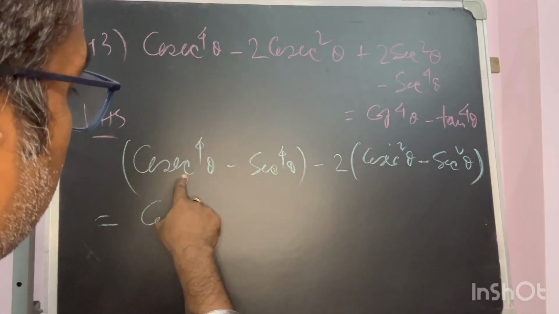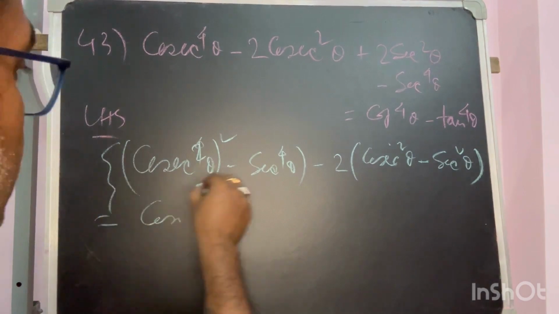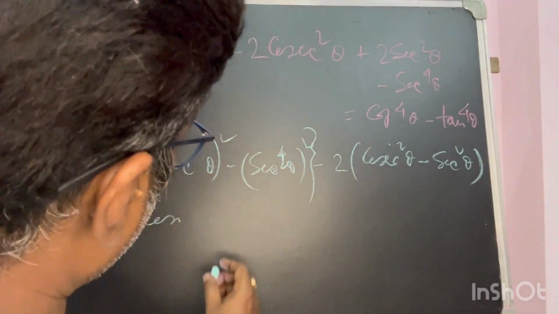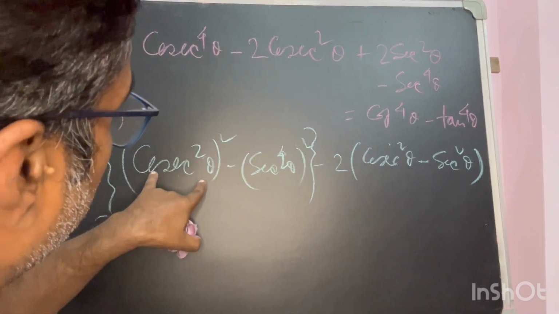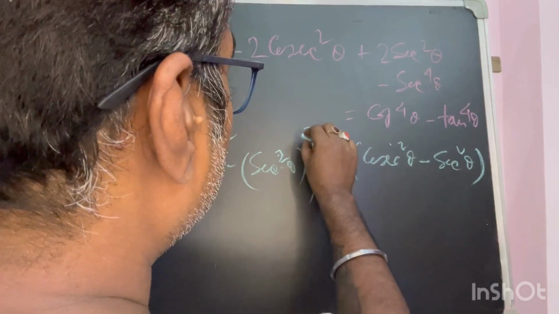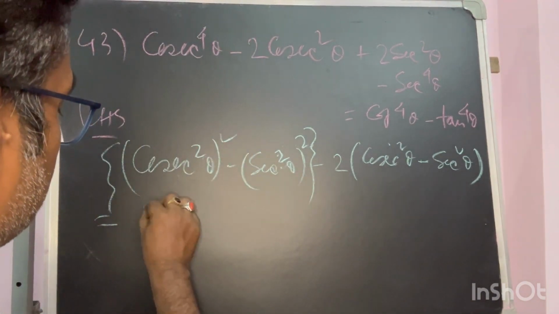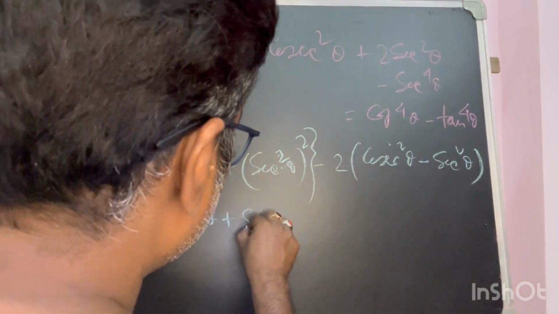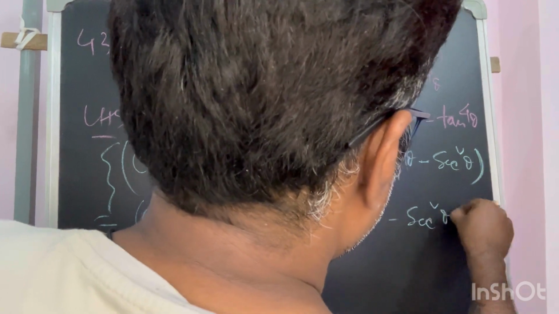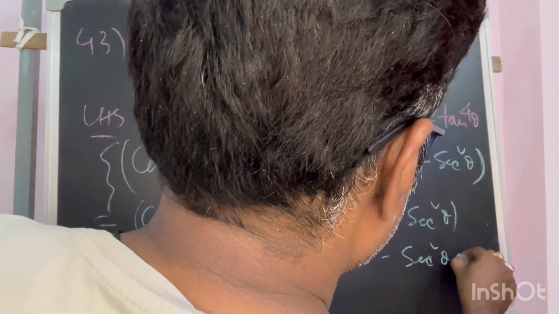So a square minus b square: I am taking it as cosec square theta whole square minus sec square theta whole square, which I am putting as the second bracket. That is the same as cosec to the power 4 theta minus sec to the power 4 theta. So with a square minus b square, this will be cosec square theta plus sec square theta, one part, and cosec square theta minus sec square theta the other part, and the second part is 2 into cosec square theta minus sec square theta.